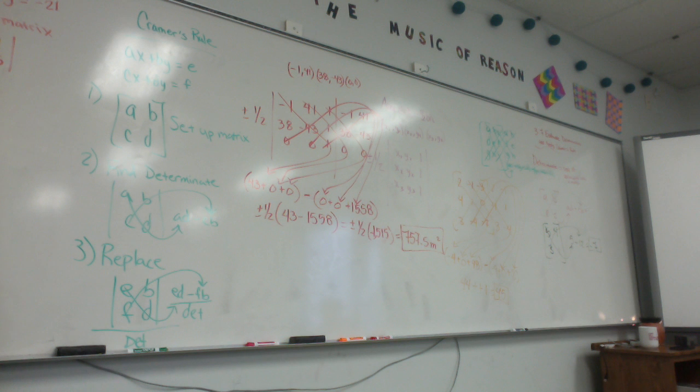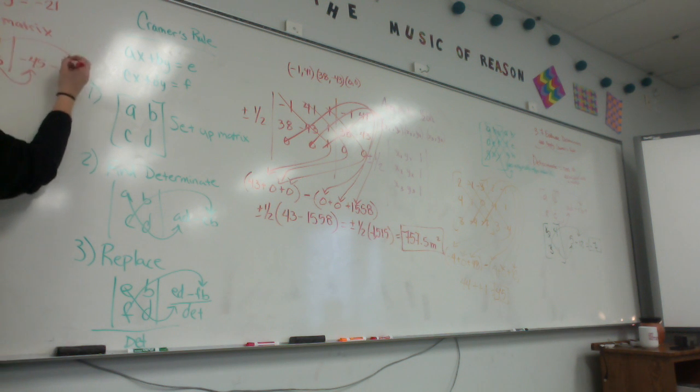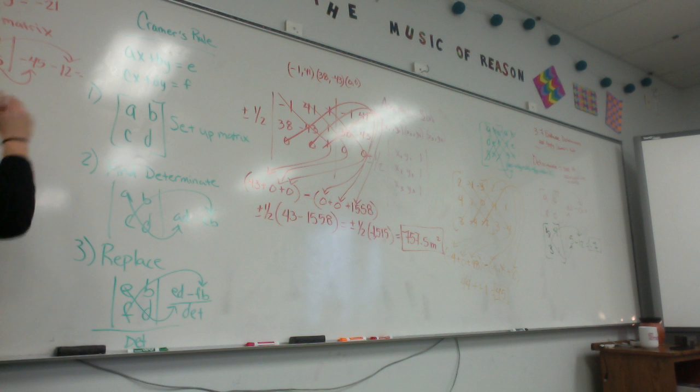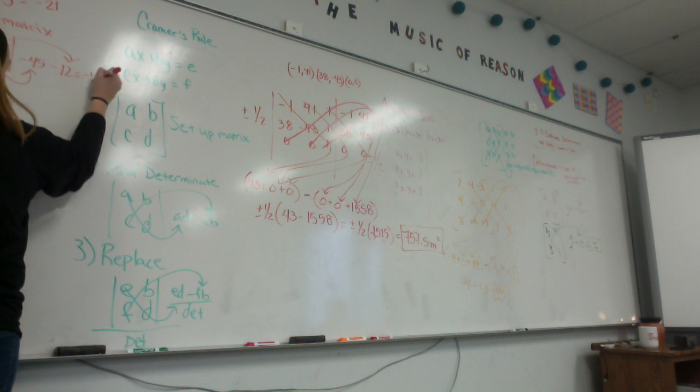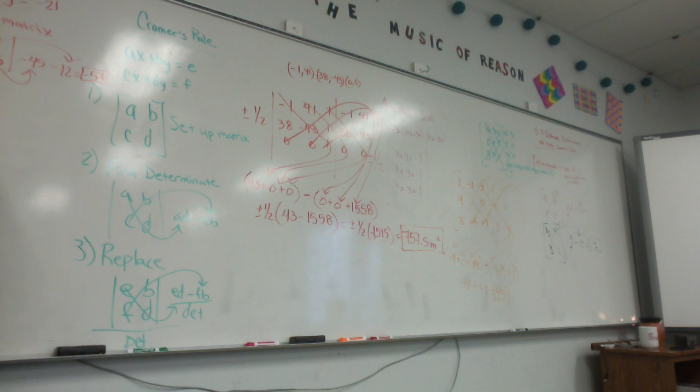Now, from there, what am I going to do? Yes, find determinant. So 9 times negative 5 is negative 45, minus 3 times 4, which is 12, right? Okay. What is negative 45 minus 12? Negative 57. That's my determinant. Wait, minus negative 12? Negative 45 minus 12. Okay.